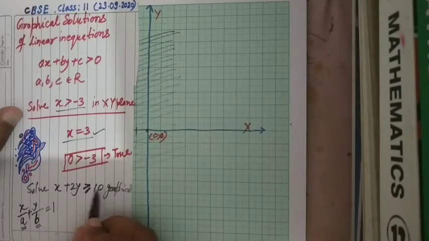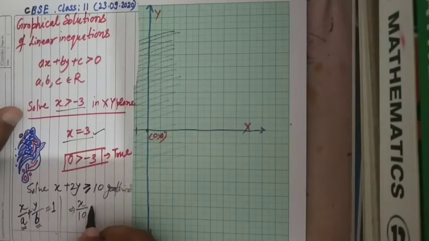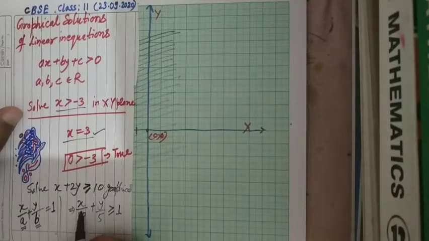So what will it give when we divide by 10 on both sides, because we have to make the RHS 1? It will give you x upon 10 plus y upon 5, because 2y upon 10 gives y upon 5, greater or equal than 1. So this is the inequation we are getting. What is your A? A is 10. What is your B? B is 5. That means this line is passing through (10, 0) and (0, 5). This is the point situated on the x-axis and this is the point situated on the y-axis. So these are the intercepts on x and y.